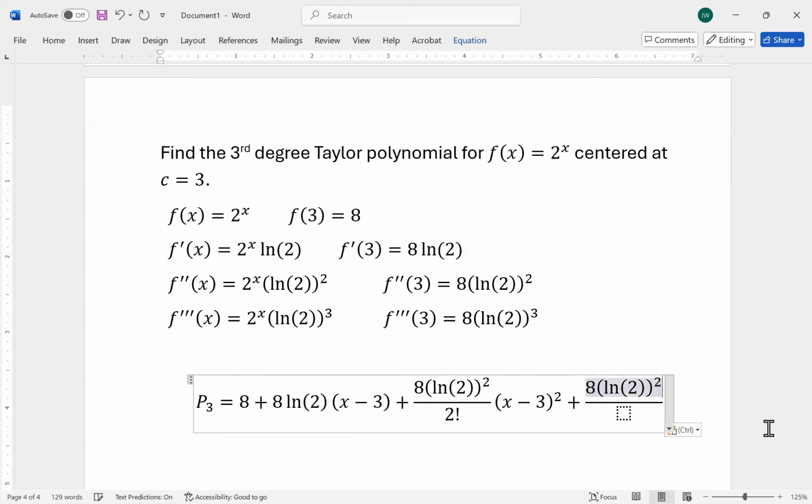But natural log of 2, we can get a pretty decent approximation for. All of these other numbers are whole numbers, and then when you plug in something like 3.01 into x, this just becomes 0.01, some decimal. This becomes 0.01 squared. This becomes 0.01 cubed. So it's pretty easy to deal with.